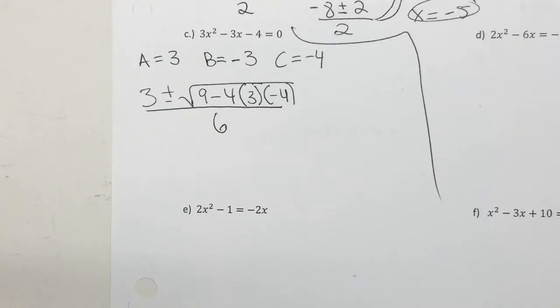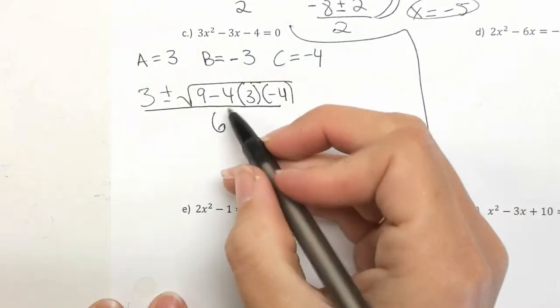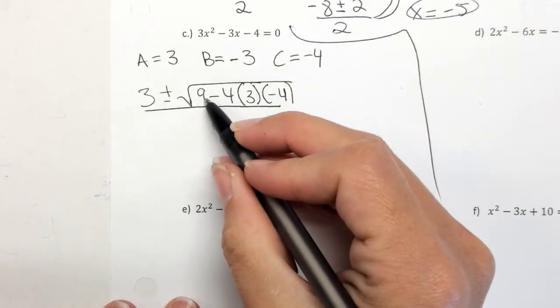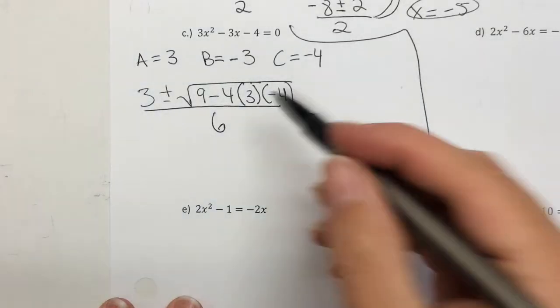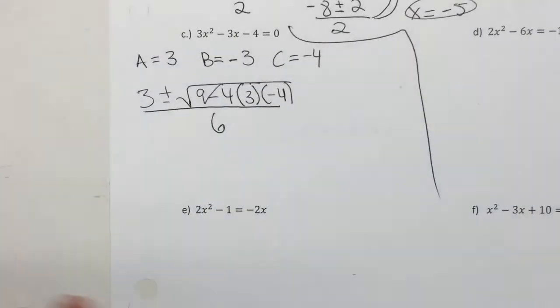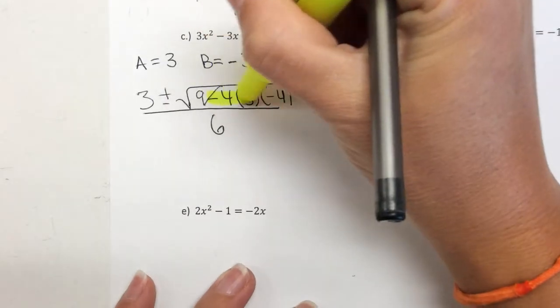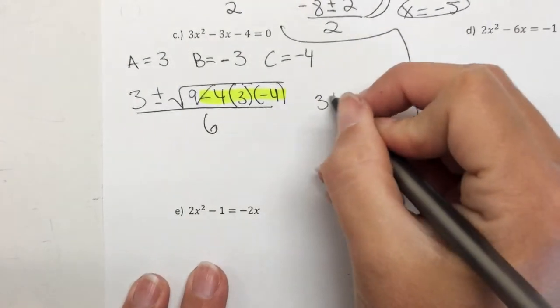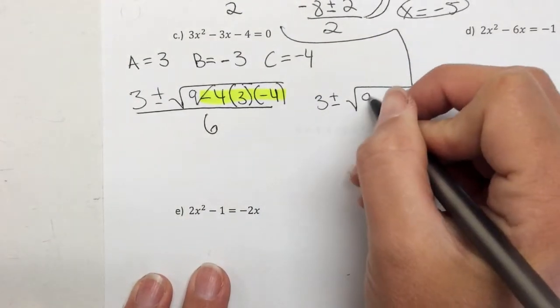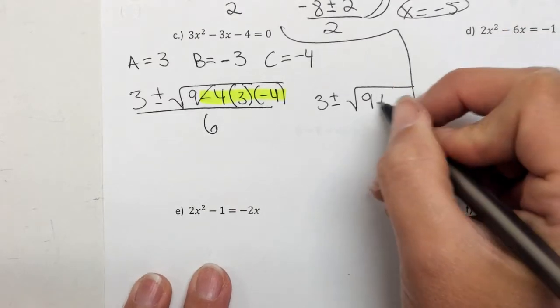Now we're going to do our what first? What's that called? Discriminant. Good. So right here, we would have 9 minus 4, 3, negative 4. What I want you to do every time you have something like this, multiply these 3 terms together first. Let me highlight them. So negative 4 times 3 times negative 4. Tell me what that gives you. Negative 48. Thank you.